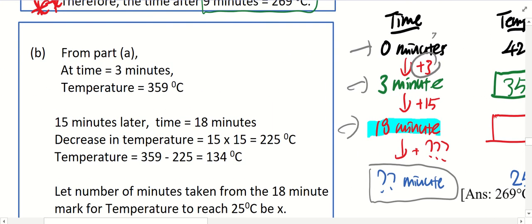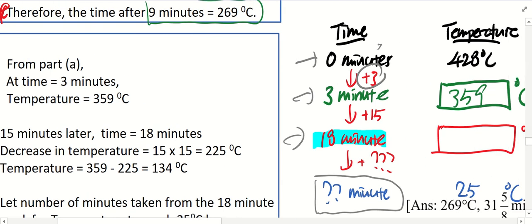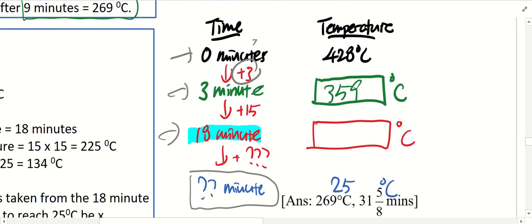Okay, let's take a look. From part A, again, your presentation of answers, please try to mimic how I do it. Okay, from part A, we start off from time equals 3 minutes, because we already know that at 3 minutes, the temperature is 359. So I'll just start here. I don't need to redo from 0 minutes.